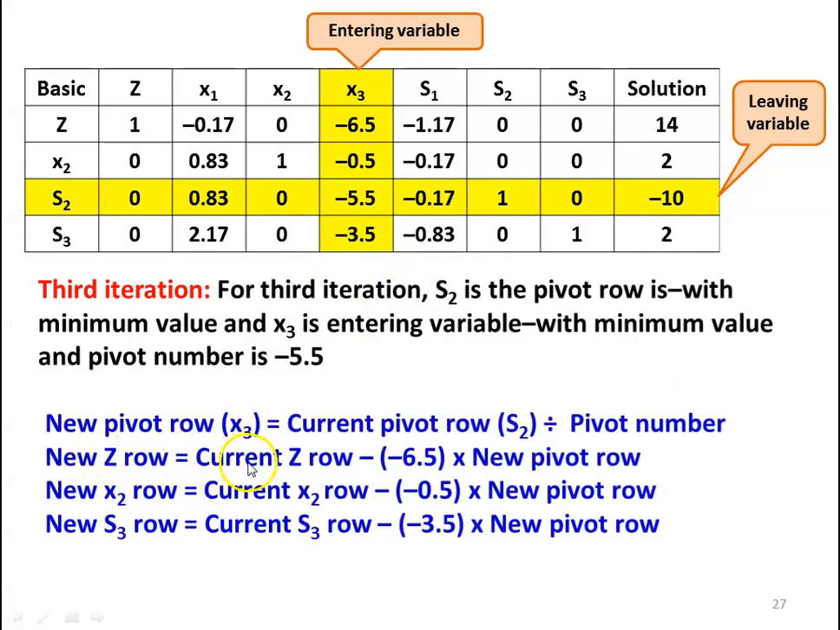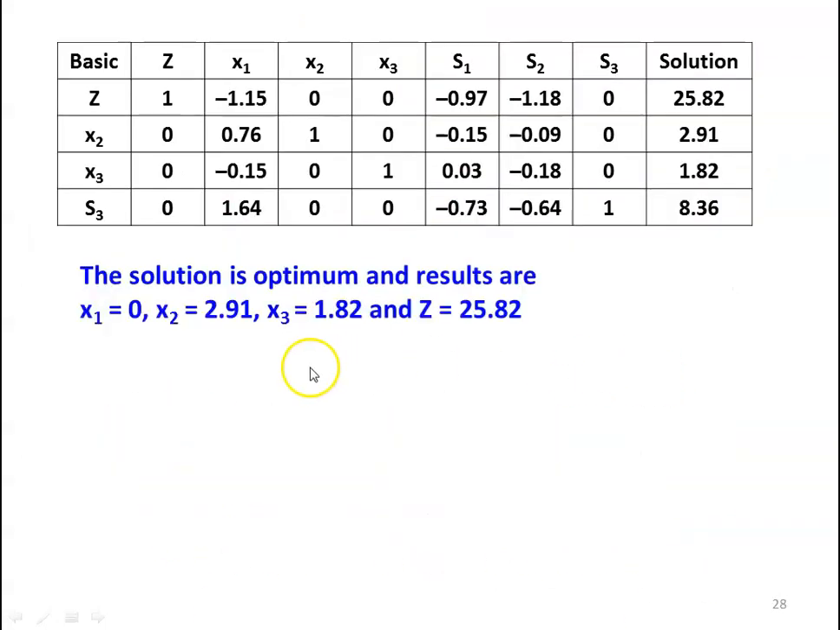So, the equations for the third iteration: the new pivot row, which is the x3 row, equals the current pivot row, s2 row, divided by the pivot number, minus 5.5. New Z row equals current Z row minus of minus 6.5, the entering column coefficient, into new pivot row. New X2 row equals current X2 row minus of minus 0.5 into new pivot row. New S3 row equals current S3 row minus of minus 3.5 into new pivot row. So, using the equations, calculating the solution is like this.